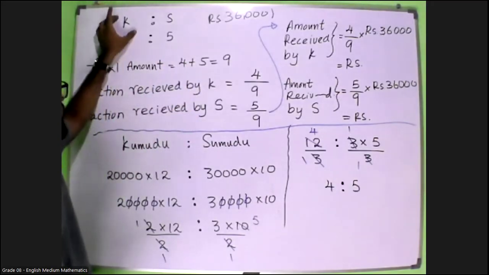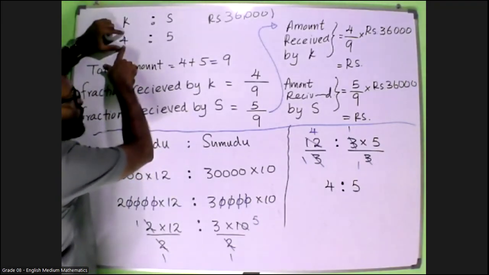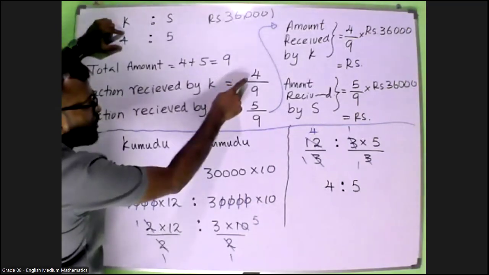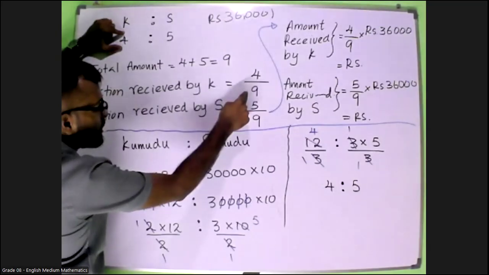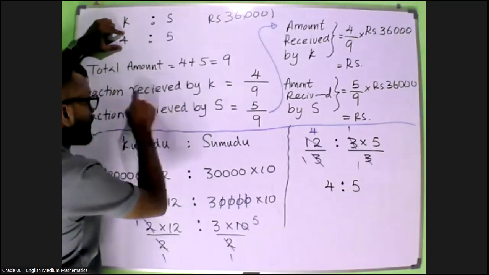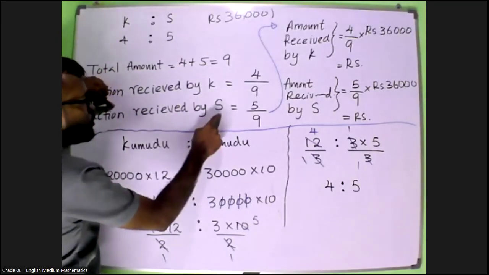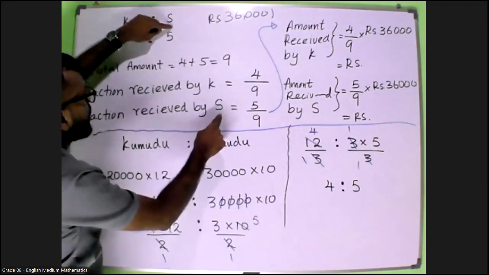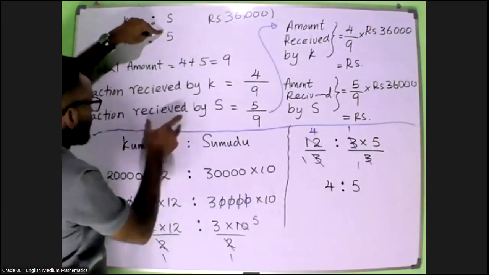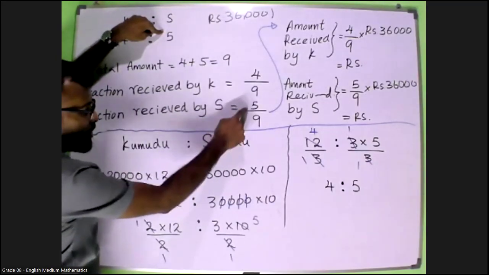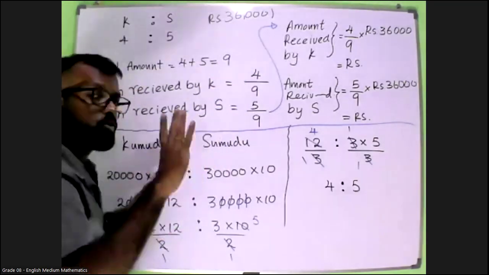The fraction received by Kumudu. What are the parts for Kumudu? 4. What is the total amount? 9. 4 divided by 9. That is for Kumudu. Then fraction received by Sumudu. For Sumudu, there are 5 parts. So total parts are 9. Then fraction received by Sumudu, 5/9. Now the fraction part is okay.